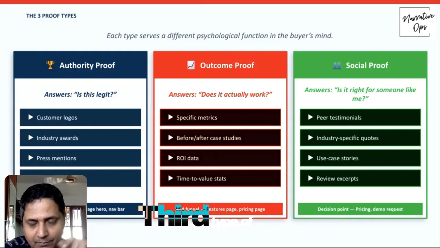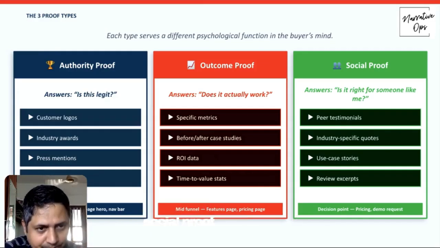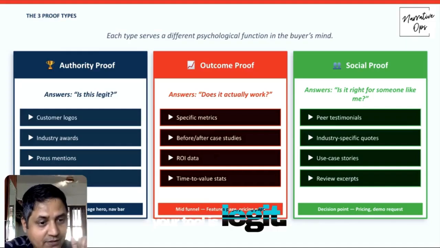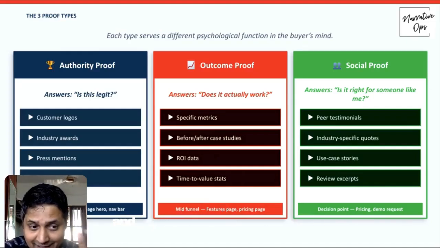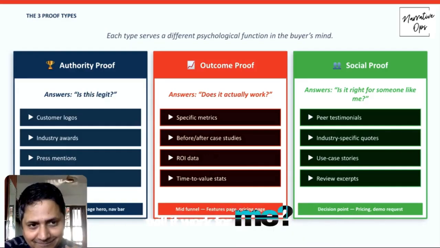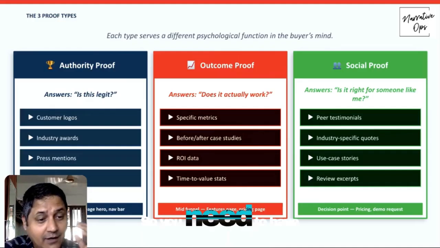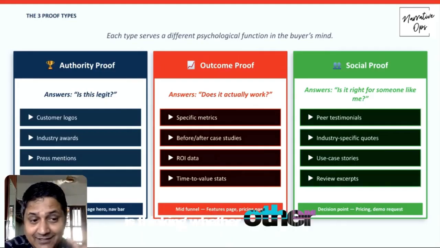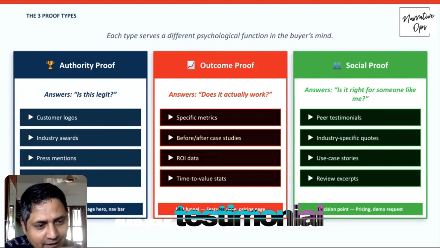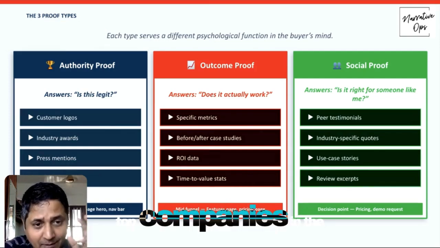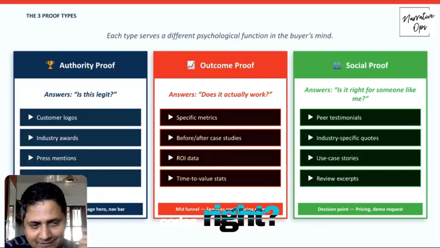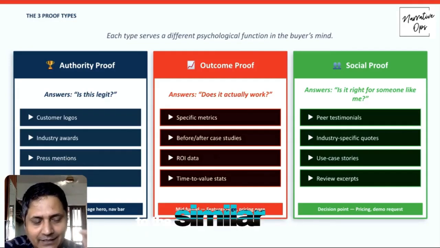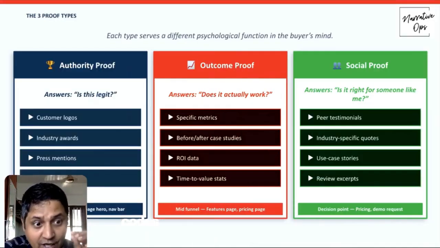The third type of proof is social proof. The visitor is convinced that your tool is legit. They are sure that it works, and now they're thinking: will it work for me? So you need proof like peer testimonials. For example, if a CIO is on your homepage and is wondering whether other CIOs have used this, make sure your testimonial covers one of the CIOs of top companies in the market. Specific quotes, with the CIO saying specific things that talk to similar peers. Industry-specific quotes and use case stories.